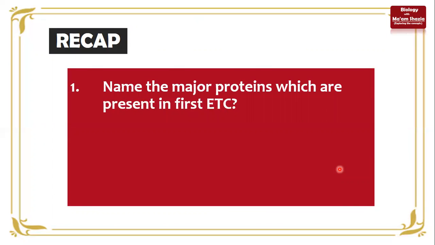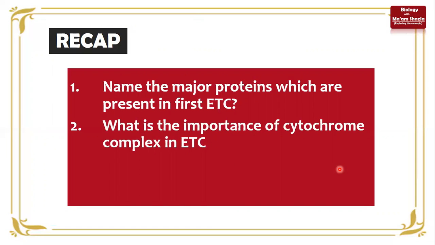Recap. You need to tell me the answers to the following questions. Name the major proteins which are present in the first ETC. You need to tell all of the names: plastoquinone, cytochrome complex, plastocyanin. Then what is the importance of the cytochrome complex in ETC? They are very important. They act not only as the electron carrier but also as the electron pump. And then what is ATP synthase? It's a protein present in the thylakoid membrane, and it is responsible for the production of ATP, and it gets activated by the high concentration of protons inside the thylakoid lumen.